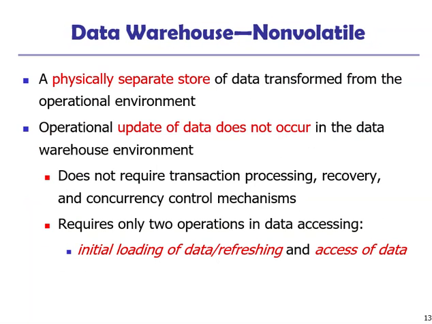The fourth characteristic is non-volatile. This says data warehouse is physically, it's data physically stored in a physical medium. It's transformed from the operational environment, but it does not disappear. It's physically stored somewhere.